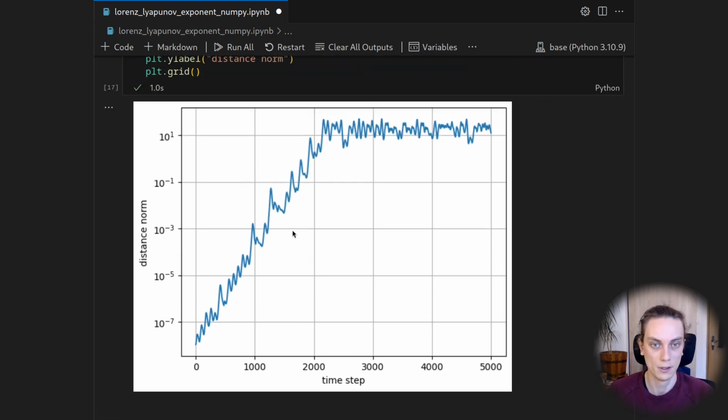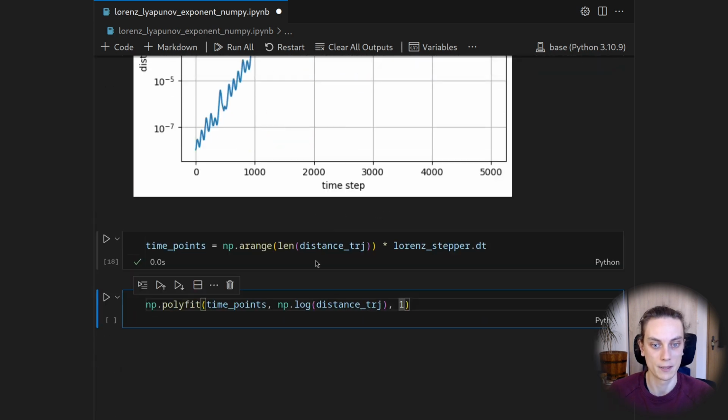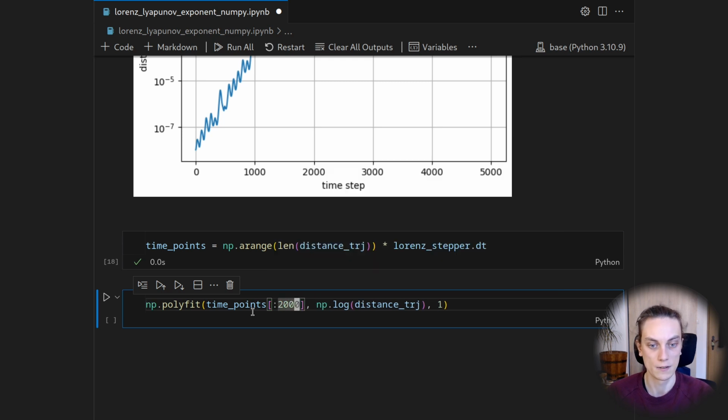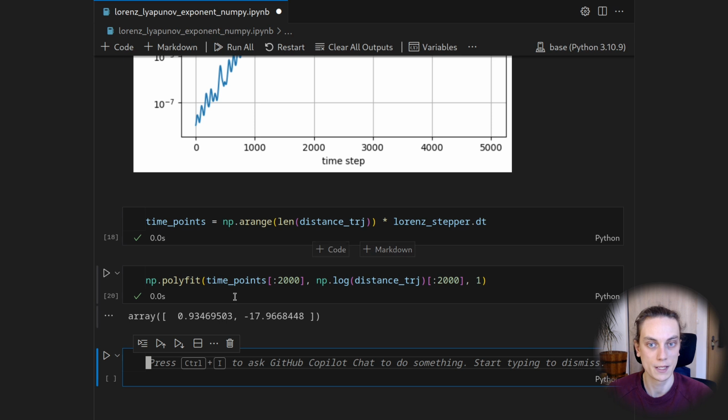But now we have to be careful in that we have 2 regimes in the distance norm trajectory. We have this exponentially linear growth regime in the beginning, and then this more or less flat regime after the distance has grown sufficiently. We're only interested in the initial growth regime, so we're going to extract the first 2000 time steps. Let's index :2000 to get the first 2000 entries, and similarly we will do that here. Let's execute that. It returns an array of 2 values.